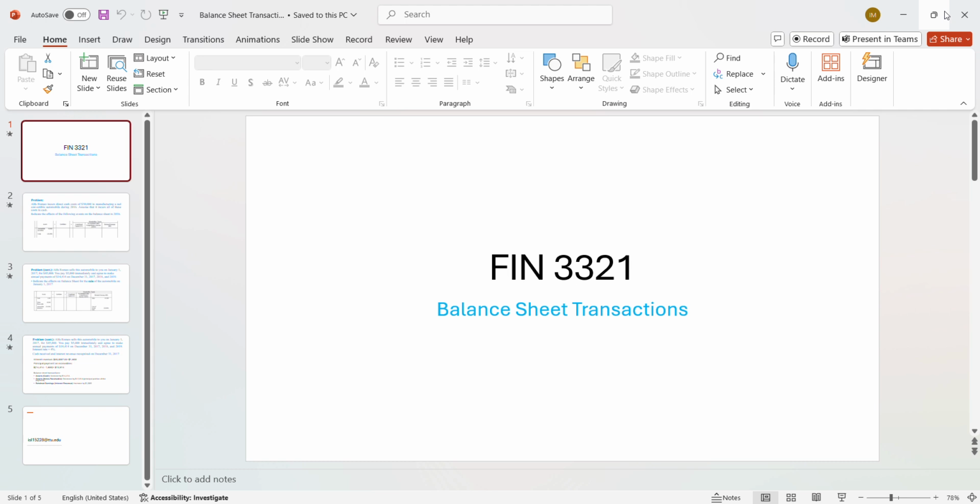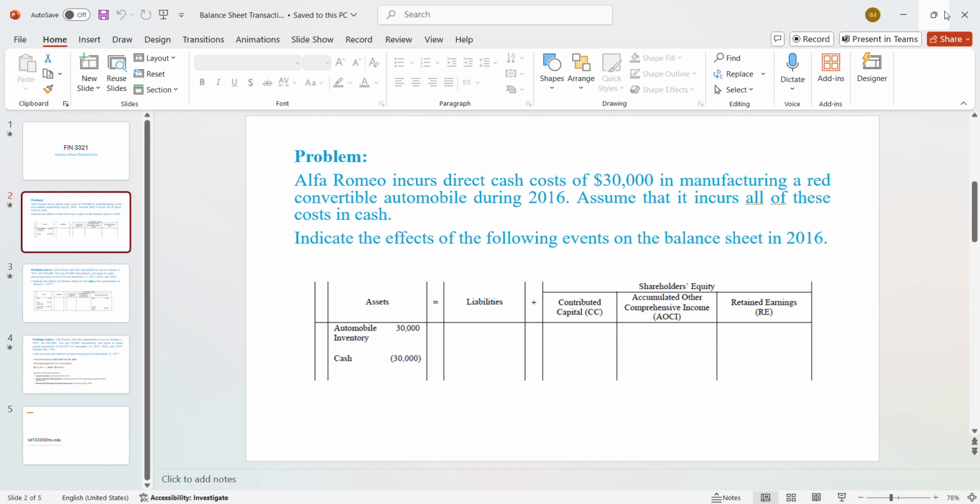Today we are going to solve a practice question on how to make balance sheet transactions and how a transaction can affect the balance sheet items. So let's move to the real problem.